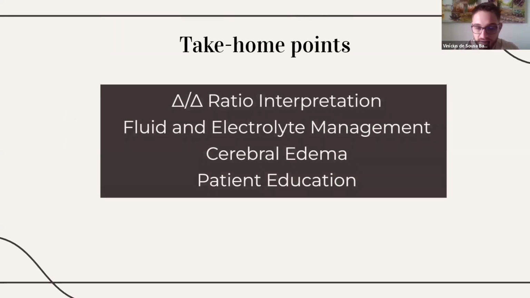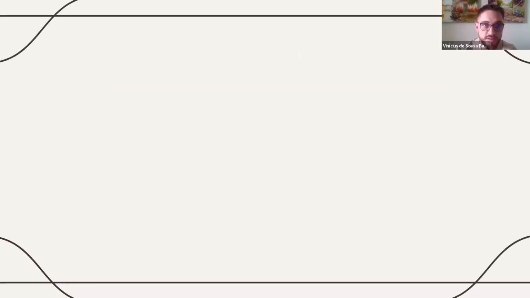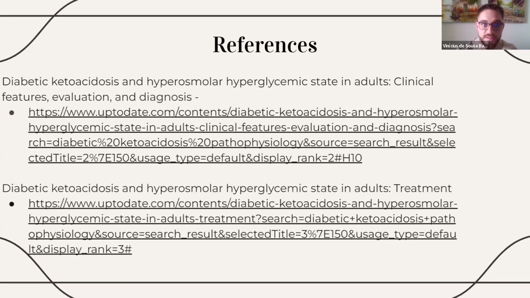So just a couple of take-home points. One of the most important things that will contribute to your clinical reasoning is the delta ratio interpretation, and the fluid and electrolyte management. A very scary complication is cerebral edema, which has a mortality ranging between 20 and 40%. You also need to investigate and proceed with patient education. So that's all. Thank you. These are my references.